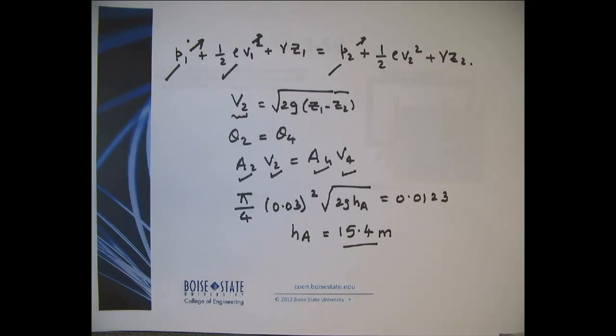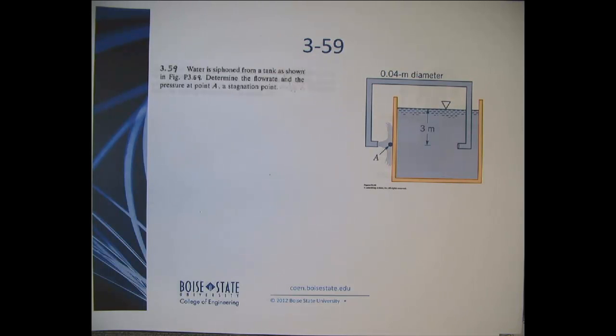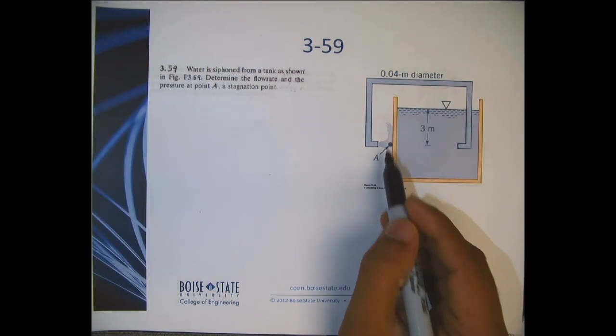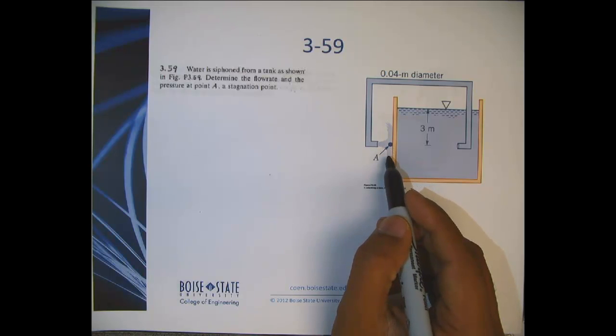So here is a problem where you have to apply the conservation of mass in addition to the Bernoulli equation. Let's look at another problem. So water in this figure is siphoned from a tank as shown. You're asked to determine the flow rate and the pressure at point A, which is a stagnation point. As soon as this water hits the surface here, the tank, it happens to be the stagnation point, so the velocity there would be 0.